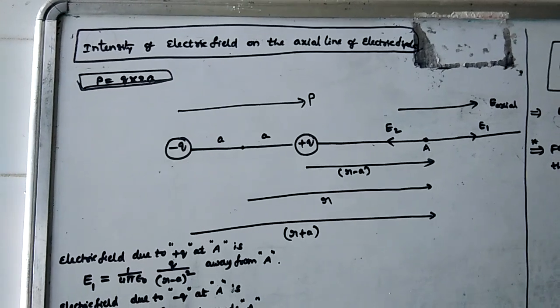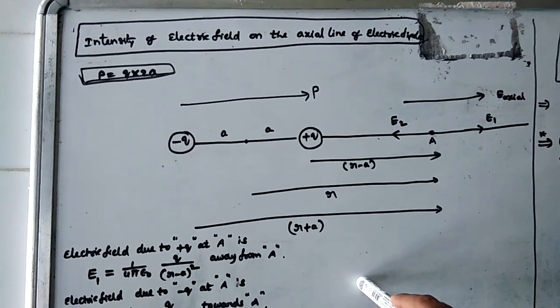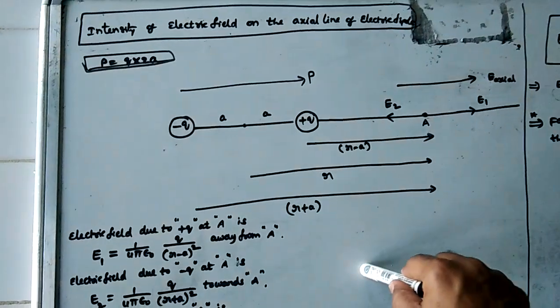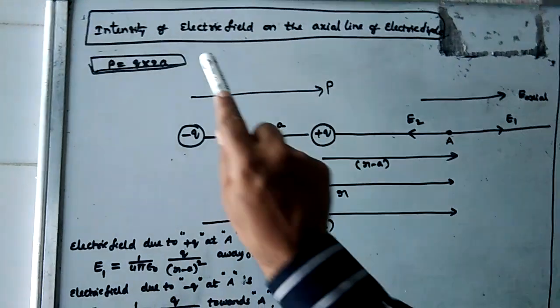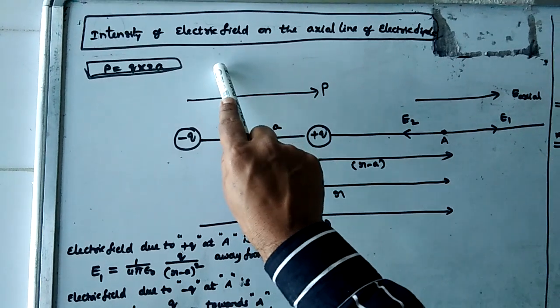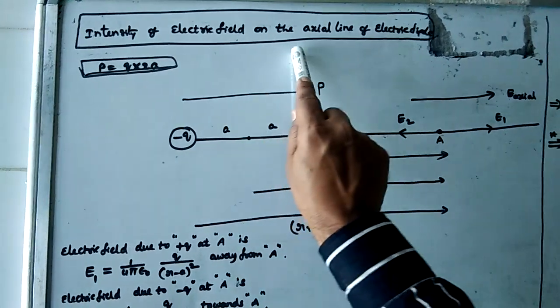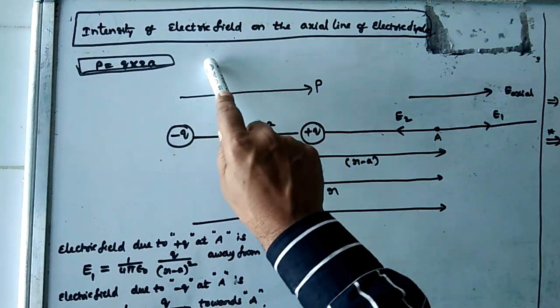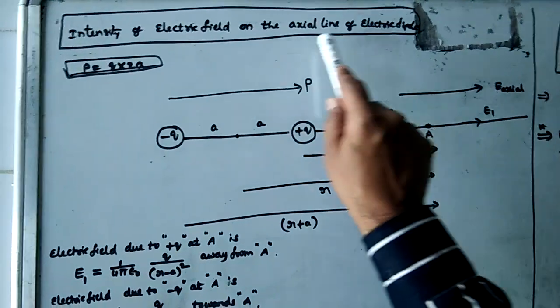On the basis of this concept, you may get direct questions. They are going to ask the question directly. So, standard questions, remember: intensity of electric field at any point on the axial line of an electric dipole. Remember, this is the electric field due to a dipole on the axial line.